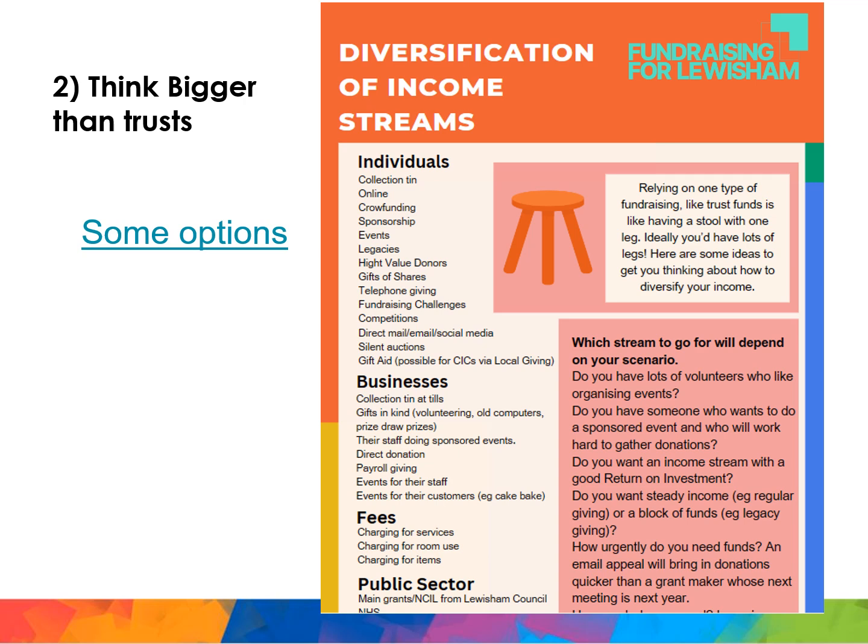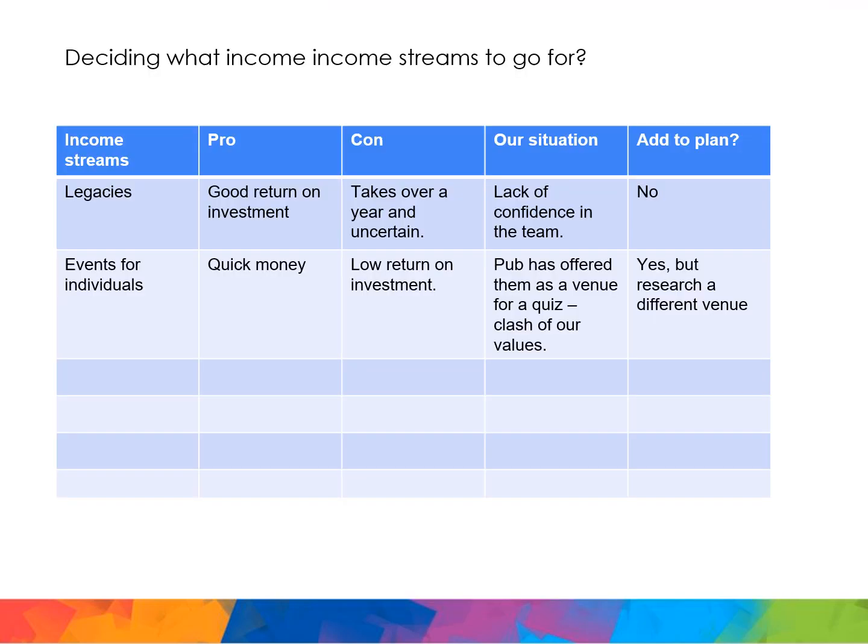So ideally you might have a leg of trust fundraising, you might have individual fundraising, and you might have fee fundraising. Also fee, that's not fundraising, but just fee earning. And then decide what income streams to go for. So think about the pros and cons, and think about the fit with you.